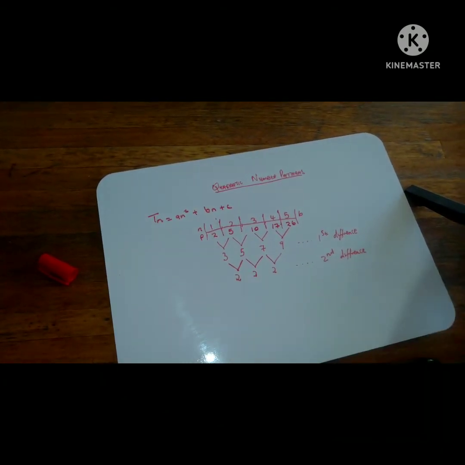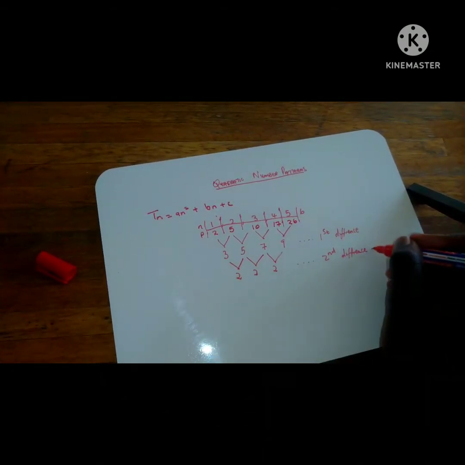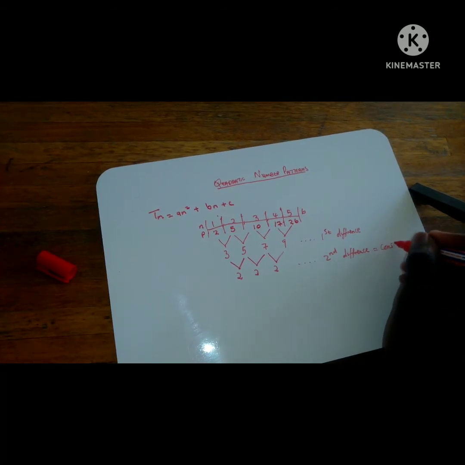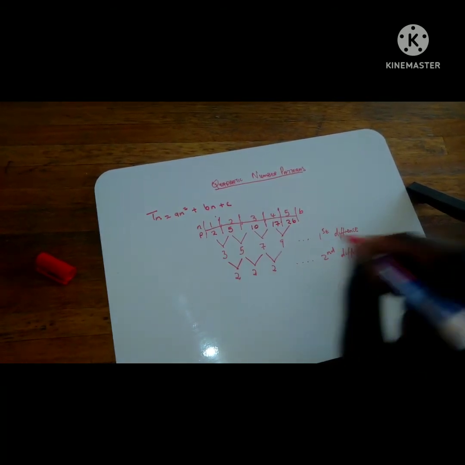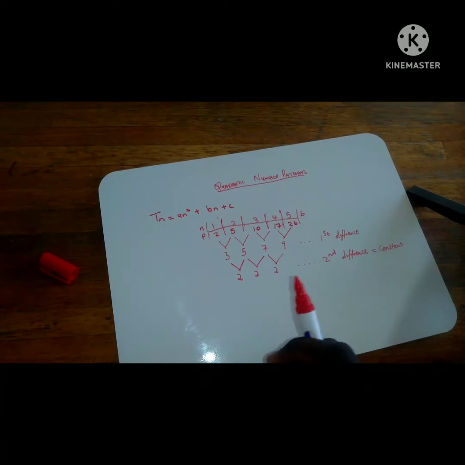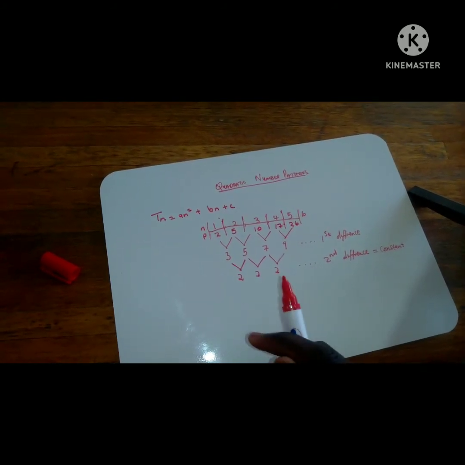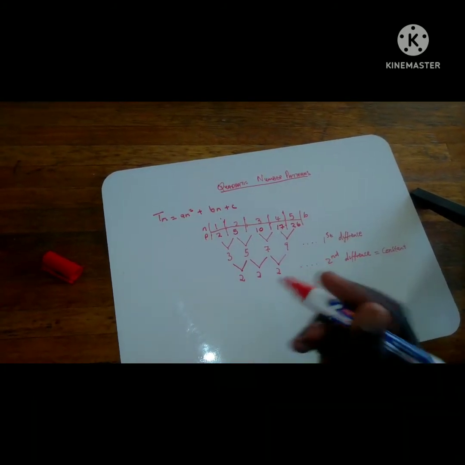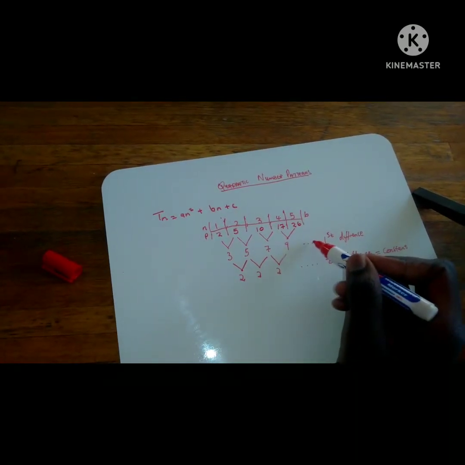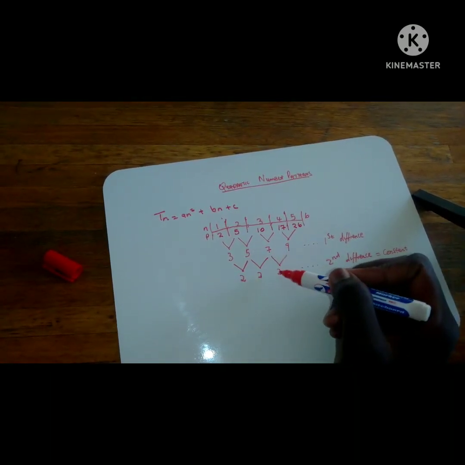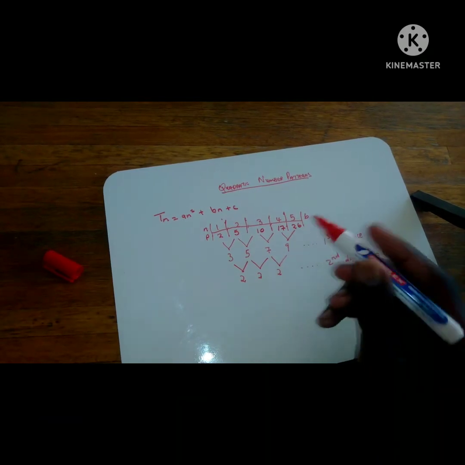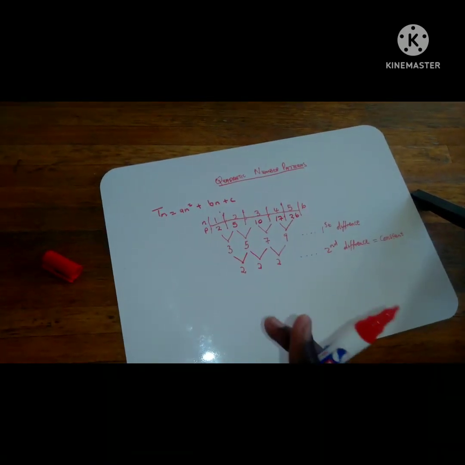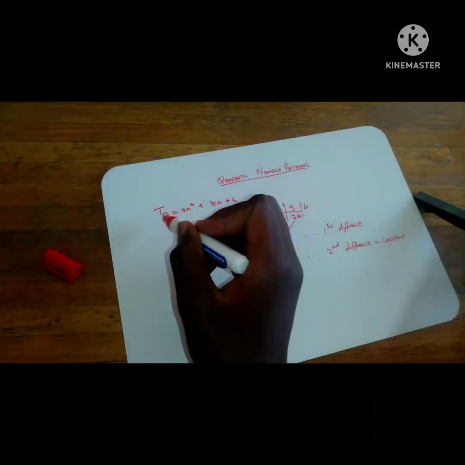This second difference is constant. By saying so, it simply means that the second difference is the same. So the first difference is different, but the second difference is the same. It means we can now find our general rule. So what is our general rule? Our general rule is given by what?